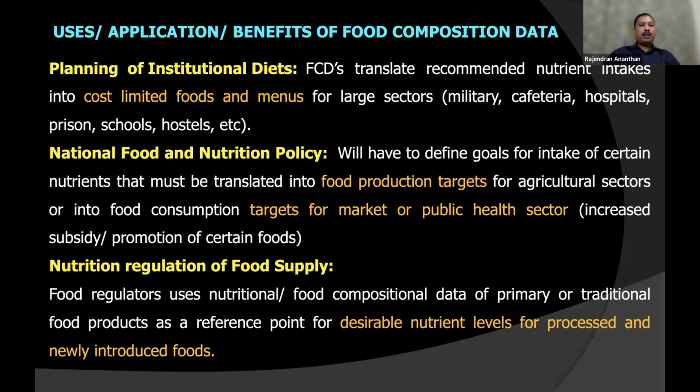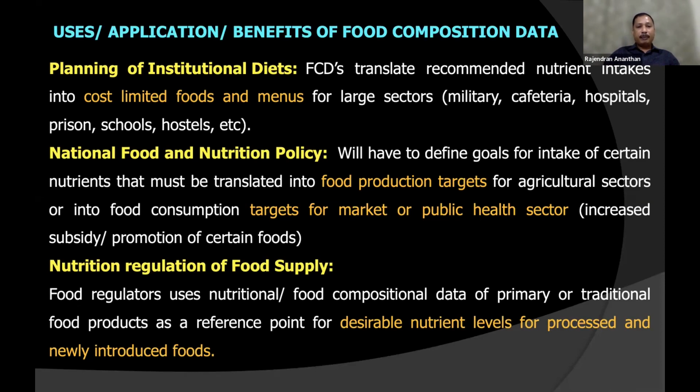And similarly, planning of institutional diets. If you understand the food composition of different foods, you can make cheap, limited-source, or low-cost foods for various sectors like the military, cafeterias, and hospitals. Even NIN is formulating diets for our state governments and various other government institutions at the lowest price without compromising the nutrients required for various population groups or age groups.